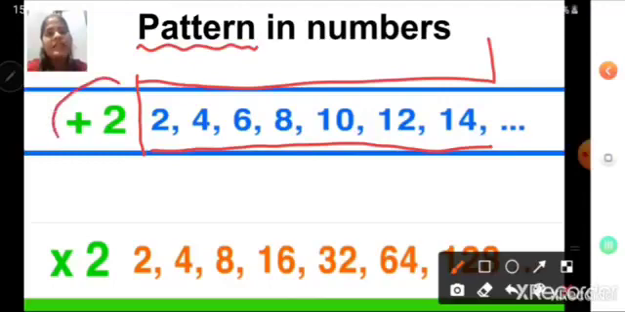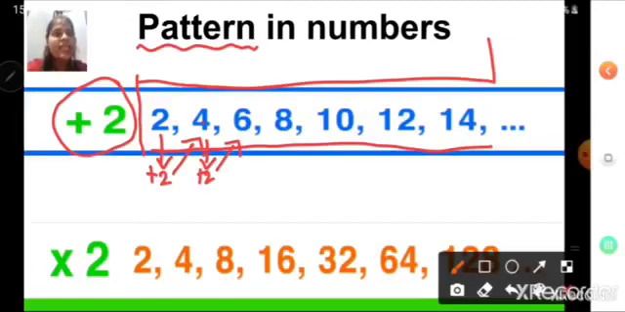The pattern is +2. If I add 2 plus 2, I get the answer 4. Then again, if I add +2, 4 plus 2 is 6. 6 plus 2 is 8. 8 plus 2 is 10. 10 plus 2 is 12. 12 plus 2 is 14. 14 plus 2 will be 16. So like that the pattern will go on.